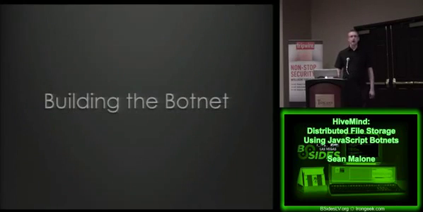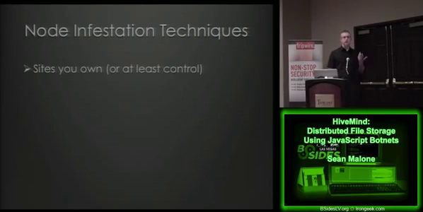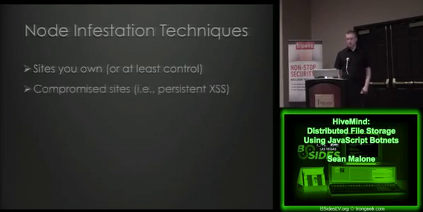So let's look at what it takes to actually build a JavaScript botnet. As with any botnet, the first step is to actually infest the nodes. And there are a number of different ways that this can be done. Starting off with sites that you own. I own SeanTMalone.com. If somebody goes to SeanTMalone.com, it downloads the HTML, the images, all of the other assets from that server, and it executes any JavaScript files that are provided. So that right there is a potential injection point where I provide a particular piece of JavaScript that adds their browser to the node.